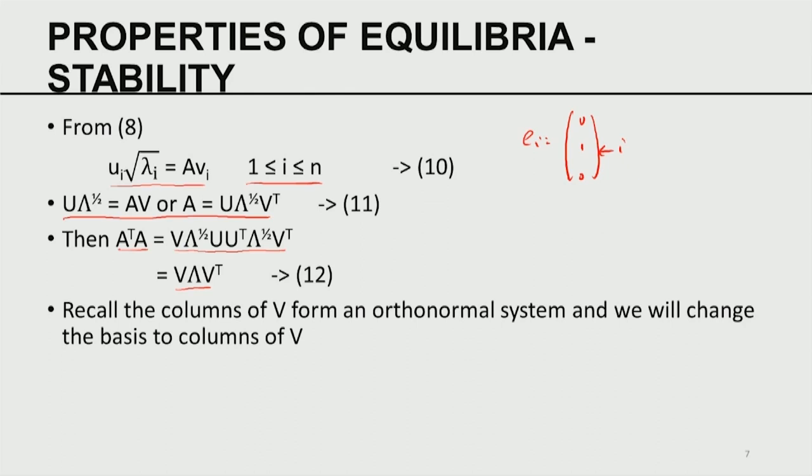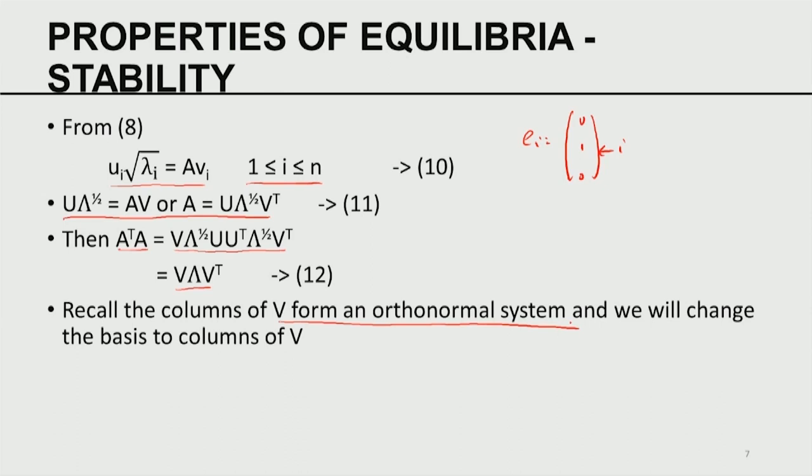Why would you change the basis? If the analysis in the new basis can be made simple, nothing is lost. In fact, a lot may be gained by changing the coordinate system from the standard to a given coordinate system. So now we are going to gain by changing the analysis from the given simple coordinate system to an orthogonal system defined by V, the columns of V. What are the columns of V? They are the eigenvectors of the matrix A transpose A.